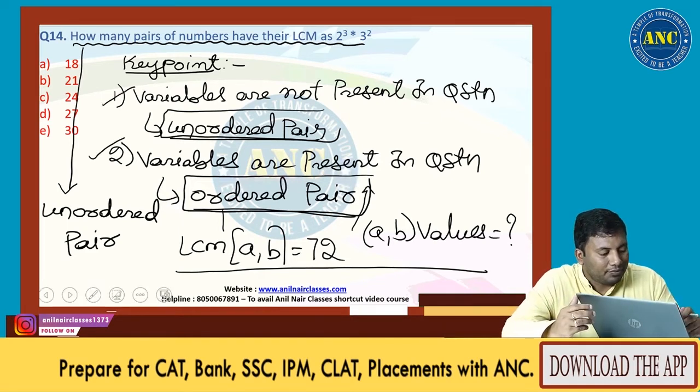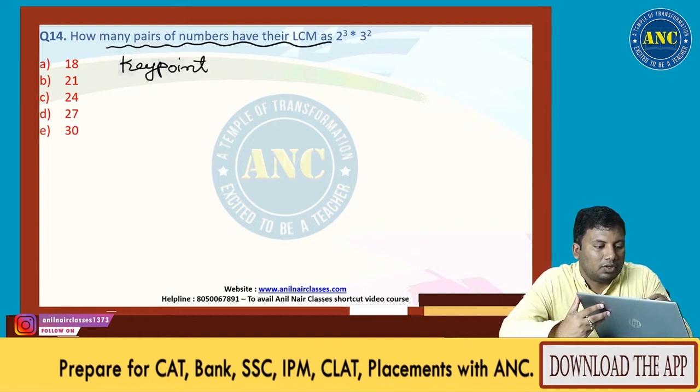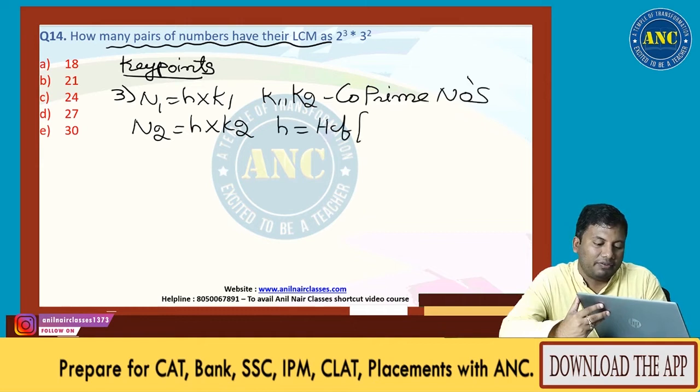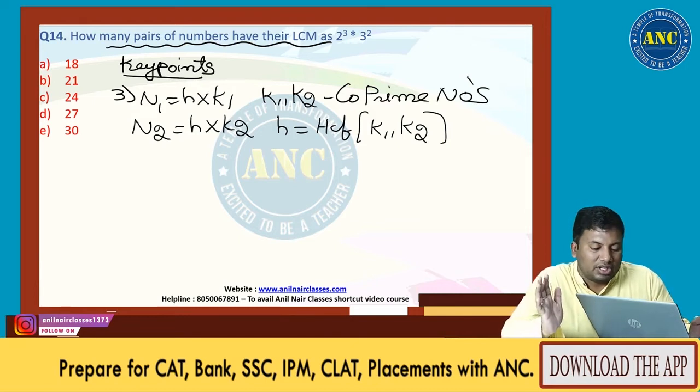Third key point. Any number can be written as h into k1 and h into k2, where k1 and k2 are co-prime numbers, and h is the HCF of the two numbers. n1 equivalent to h into k1, n2 equivalent to h into k2, where k1 and k2 are co-prime numbers.